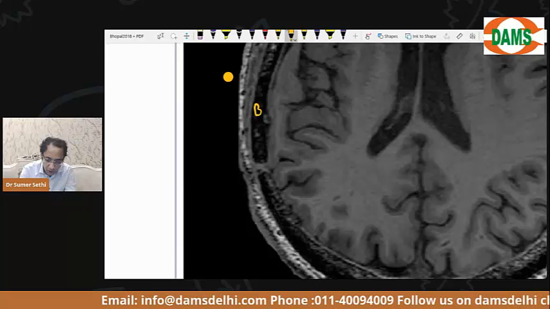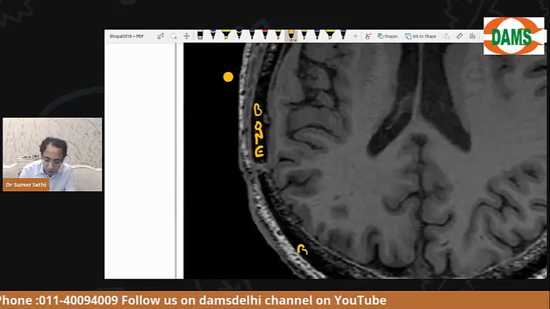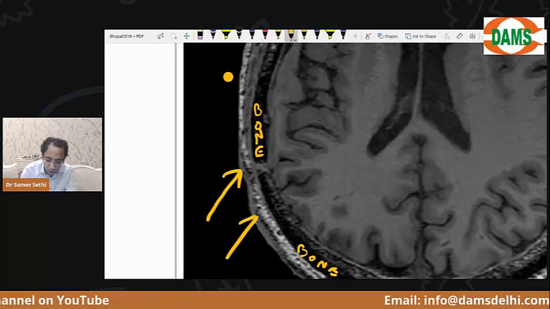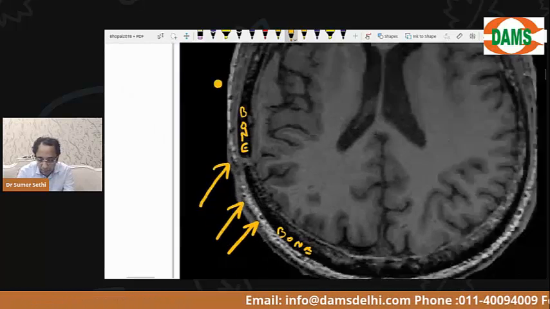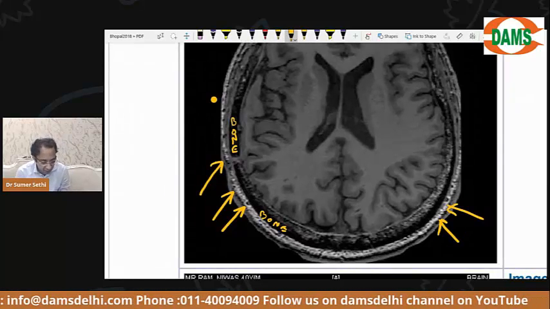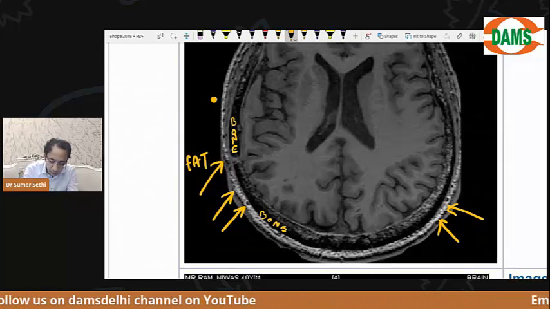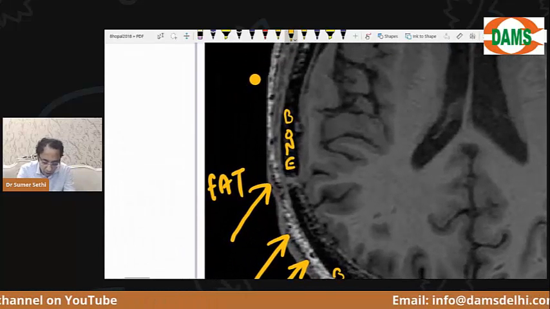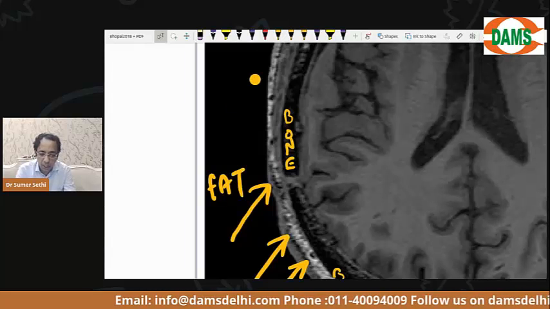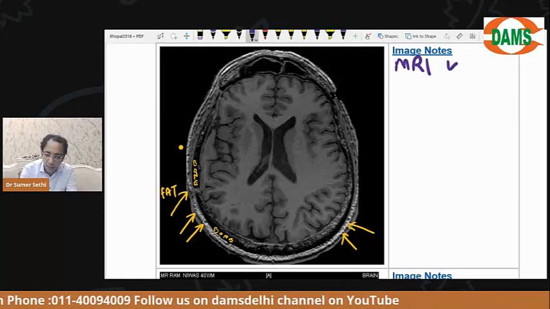So I want you to look at this area that I'm now labeling for you. That dark area that you see here is your bone. And the white area that you see on the top is the fat in the scalp. So in your scalp tissue, you have fat in your aponeurosis, so the fat is appearing white. Look at the screen and tell me: the bone is appearing dark while the fat is appearing white. That means this must be an MRI image. This is not a CT scan.